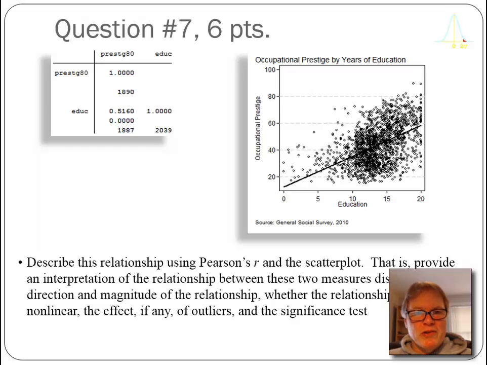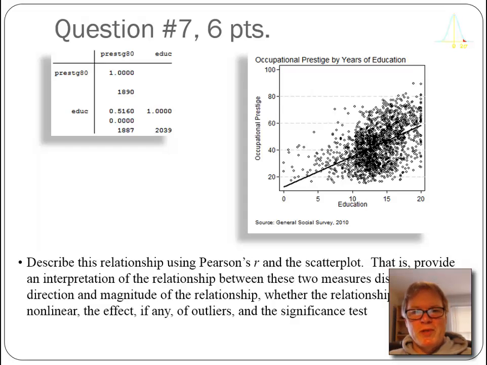We're going to ask you to describe the relationship using Pearson's R and the scatter plot. So we want you to provide an interpretation of how these two measures are related to each other, and in particular you should discuss direction, magnitude, if the relationship appears to be linear or nonlinear, and if there are any outlying cases that might be influencing how that regression line is put through those points. Also discuss the test of significance.